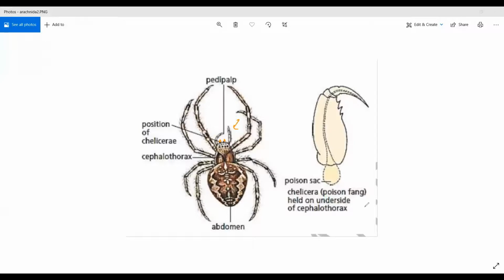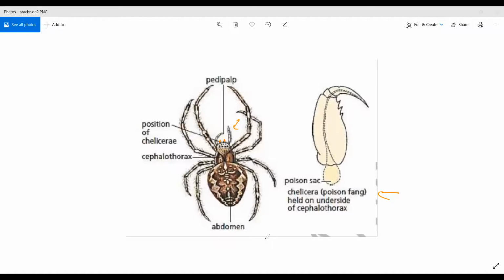Of course, the chelicerae, you don't have to know this information. In the chelicerae there is a poison gland that produces poison in order to attack predators or to kill the prey before eating it.